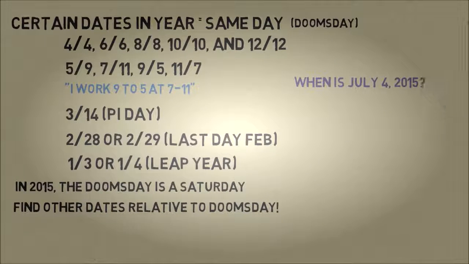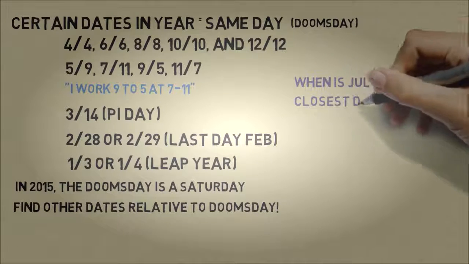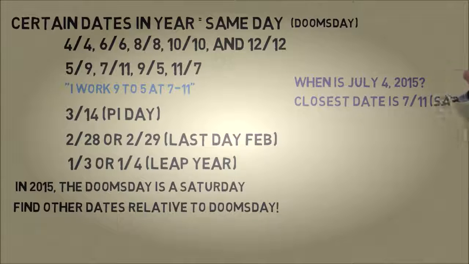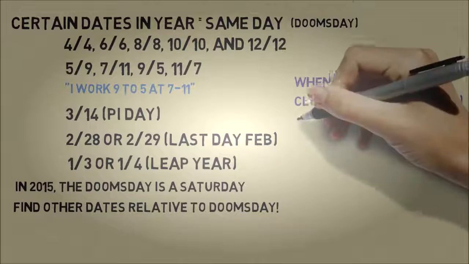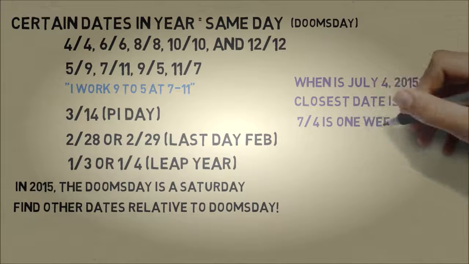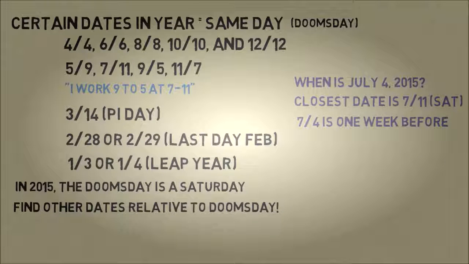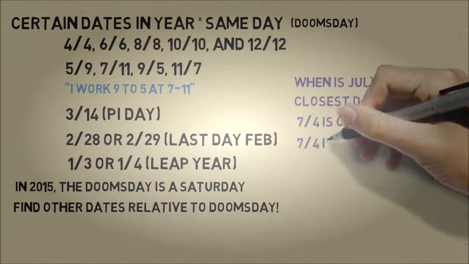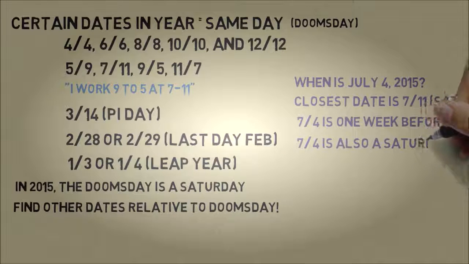So let's try and figure out when July 4th of 2015 will be. The first step is we look for the closest day in our list of memorable dates. So that will be July 11th, which is a Saturday. So July 4th will be 1 week before that. We know that if it's 1 week before, it will also be the same day, and therefore July 4th will also be a Saturday.